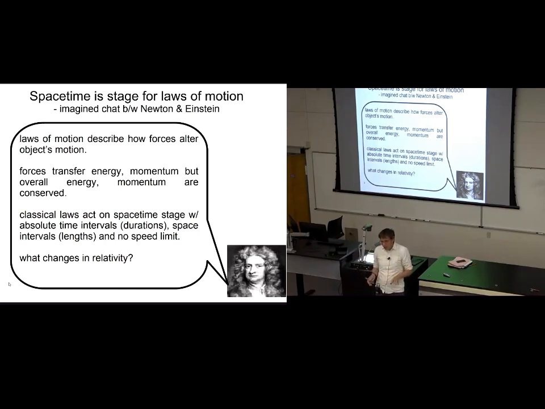The stage of space and time for classical laws of motion is one where distances are agreed on by all observers, no matter their frame of reference. Time intervals are agreed on by all observers, no matter their frame of reference. That is not true in relativity. So what's got to change in relativity? And Newton is asking Einstein, which couldn't really happen.